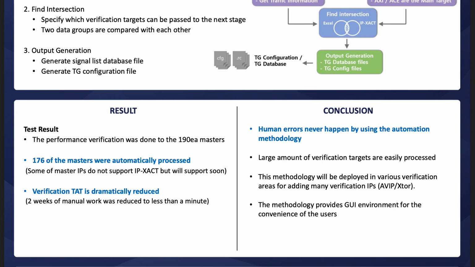Surprisingly, the 2 weeks of manual work are reduced to within a minute. With this methodology, we no longer suffer from human errors because we don't have any manual work. We saw the full-sized SoC is easily handled with the IP-XACT, so we are now trying to automatically process other verification IPs, something like AVIP or XTOR.